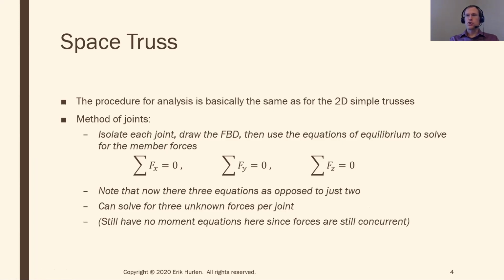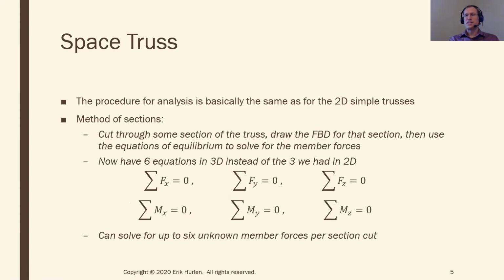In this case, because we're dealing with 3 dimensions, I have 3 equations of equilibrium. Forces in the x direction equals 0, forces in the y direction equals 0, and forces in the z direction equals 0. So I can actually have up to 3 unknowns. In 2-dimensional method of joints, you can only have up to 2 unknowns. So in this case, I can actually have up to 3. But I don't have any moment equations because, again, each joint is just one single point. One single point does not have rotation. So very similar method of joints.